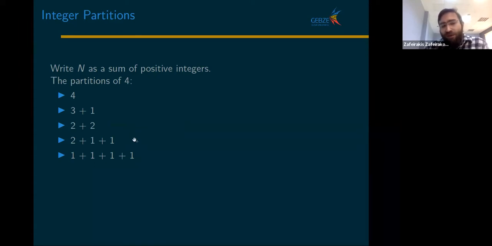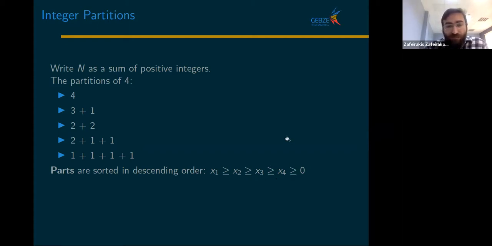And we sort them, so 1, 3 is not different than 3, 1. We sort them in descending order, which means that x1 is greater than x2, greater than x3, etc. And they are all non-negative integers. So we can add zeros afterwards, it doesn't matter, right?